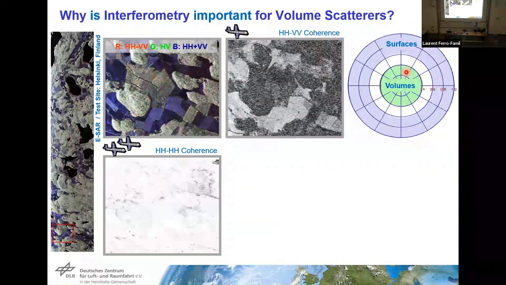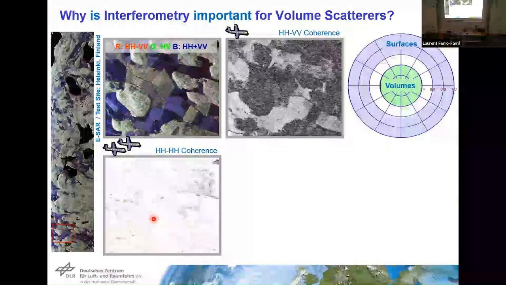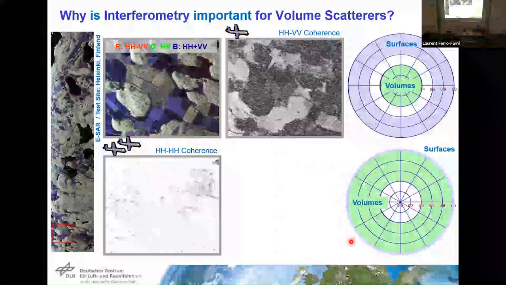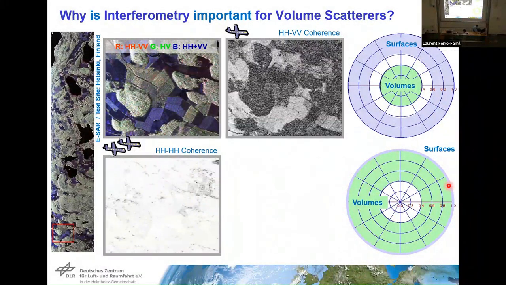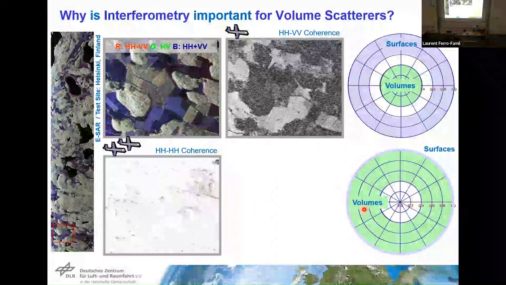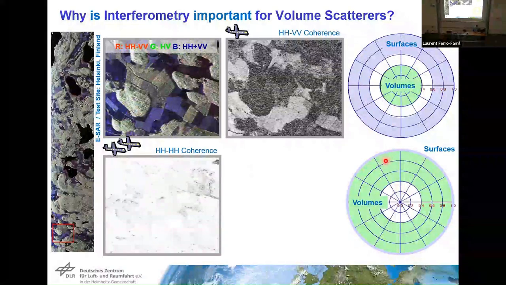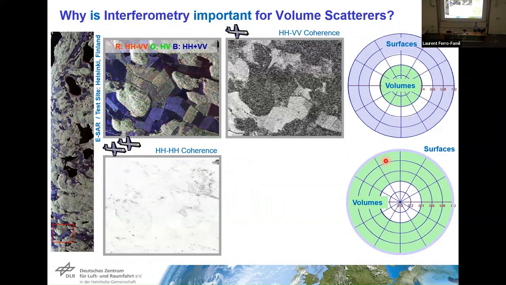Now, if you bring interferometry into the game and consider interferometric coherences, then, for instance, you take a rather small baseline. With a rather small baseline, you see this image is white. White means high coherence, and you have it both on the surfaces and on the volumes. So in principle, you are working here. The surface stays on the unit circle or close to it, and your volume is somewhere in between. But with this baseline, you are not in the center of the unit circle, you are closer to the border. So now your phase makes sense.